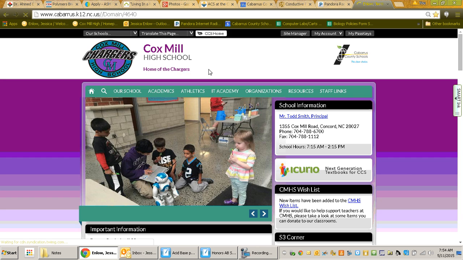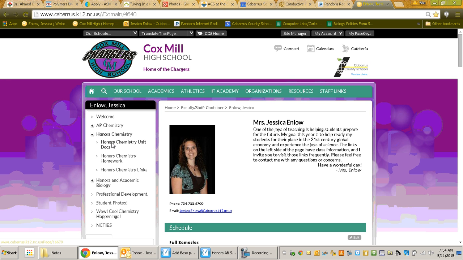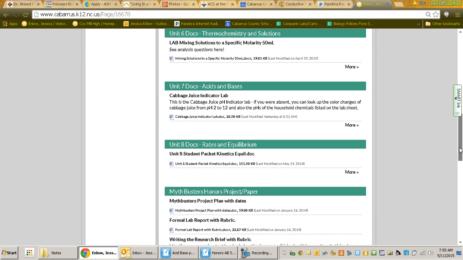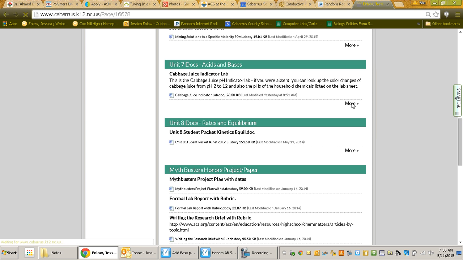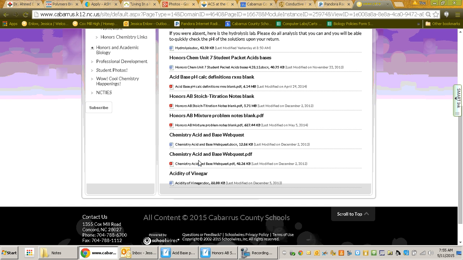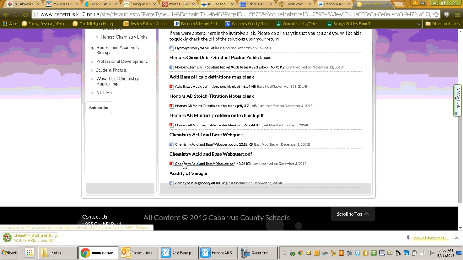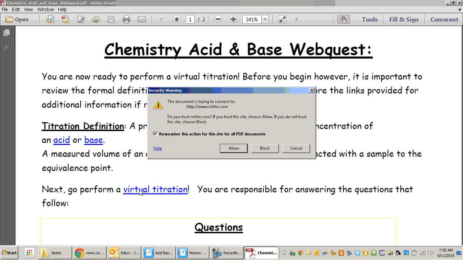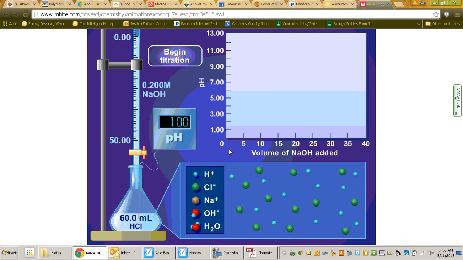If I can pull up my website real quickly, wrong page. It's underneath Unit 7. So underneath Unit 7, it says Chemistry Web Quest, Chemistry Acid-Base Titration Web Quest. The PDF or the Word document, either one will work, but it'll just take a second to get loaded. It kind of starts you off with, give me a quick definition. You guys can do that really simply. And then the virtual titration, the link is there, allow, and it comes up like this. And it'll talk to you, okay? So you have to listen to your things.